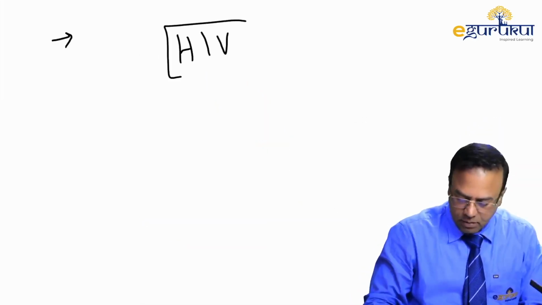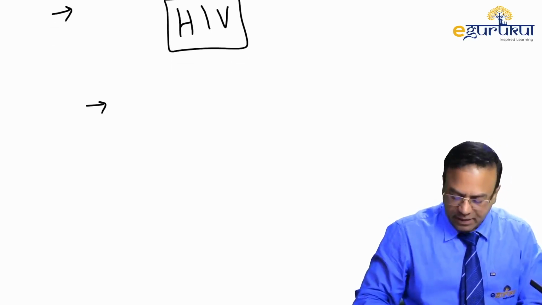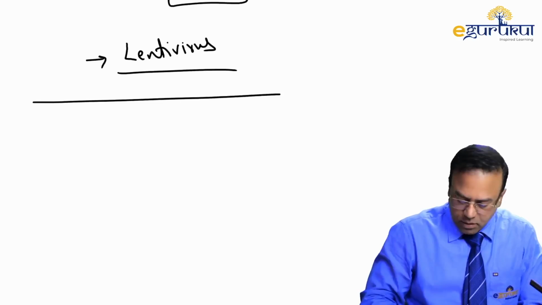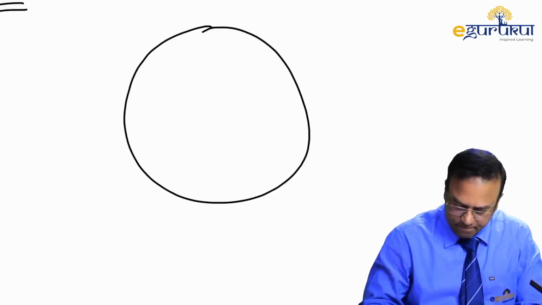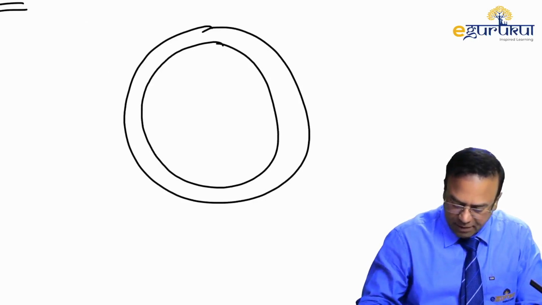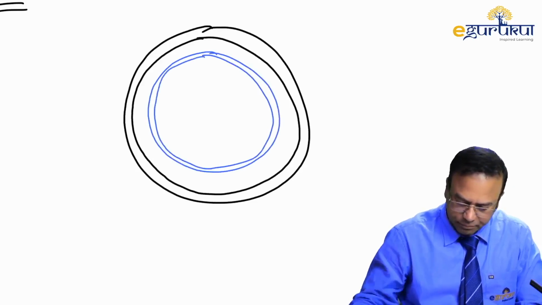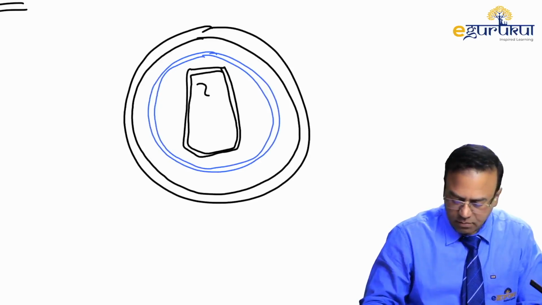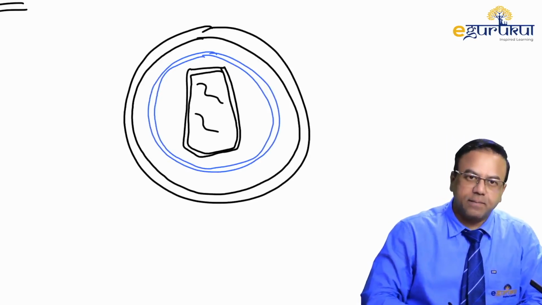Coming to the HIV virus proper. This belongs to the Retroviridae family and the lentivirus group. Okay, so this is a lentivirus. If you look at the structure of the virus, this is an RNA virus which has got a lipid bilayer. It's got a matrix protein. Inside this is the core protein, which contains the two strands of the positive sense single-stranded RNA.